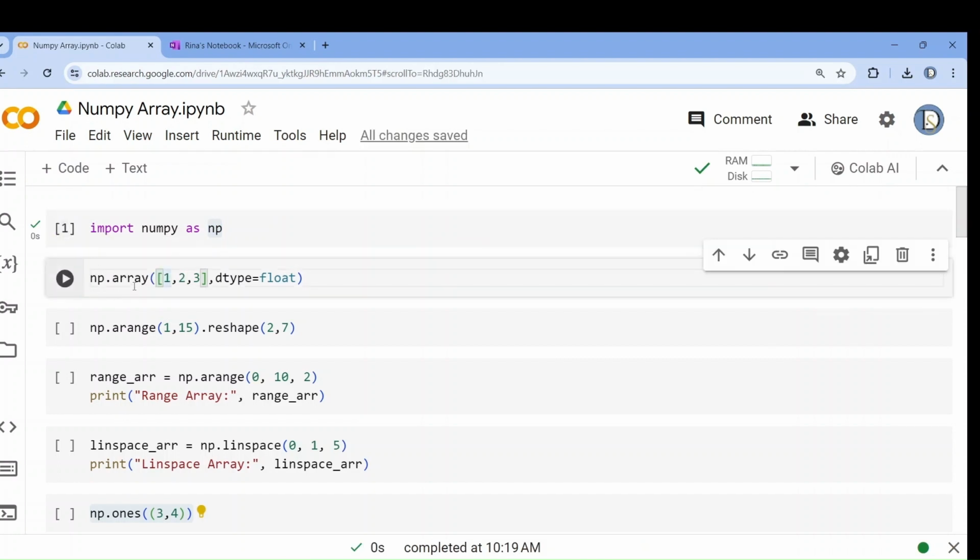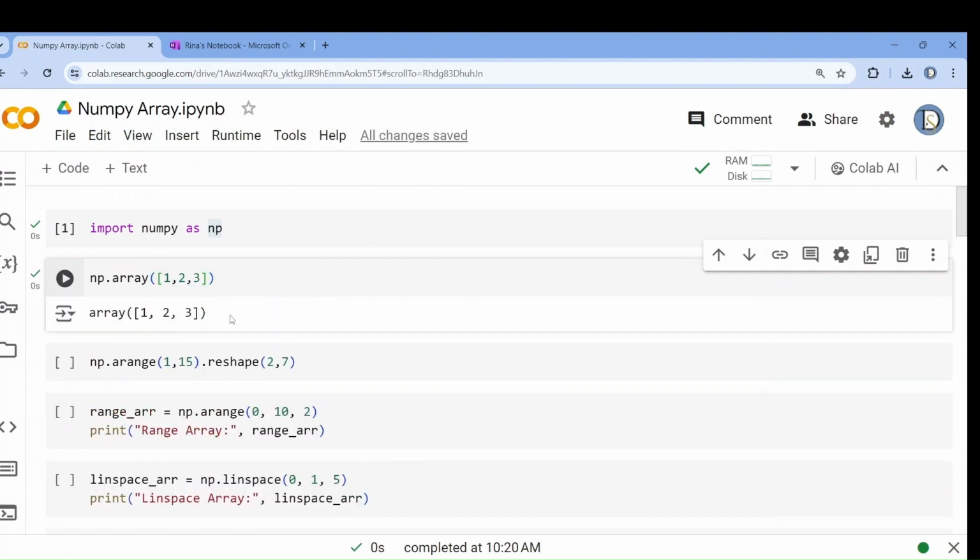Now this one is creating a numpy array. The syntax is np. You can write numpy also, but we don't want to write that big name, that's why we have used np. Now np.array, in the brackets you have to write the numbers you want to give. I have given dtype float. If you give nothing, let me show you first. If I run this one, then an array of 1 2 3 will be created. Fine. This is what is known as a numpy array.